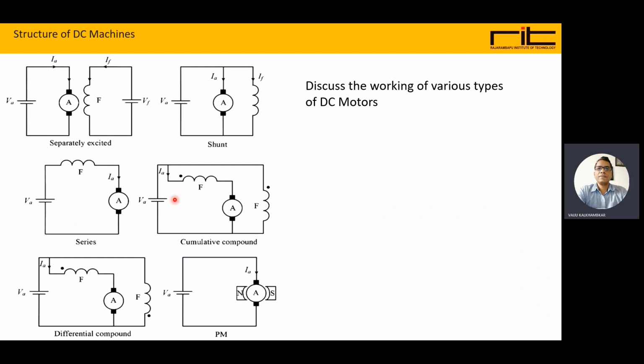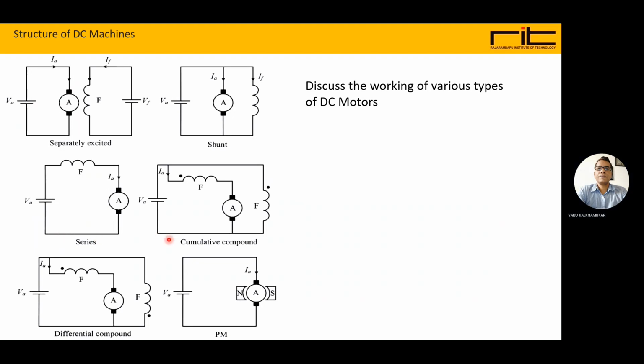Now the next type is the series DC machine. If you see, the field winding is now connected in series with the armature. So how the field winding is connected mainly decides the type of DC machine. Here, the field is connected in series, so the current flows through the field to the armature. So this is the series type.